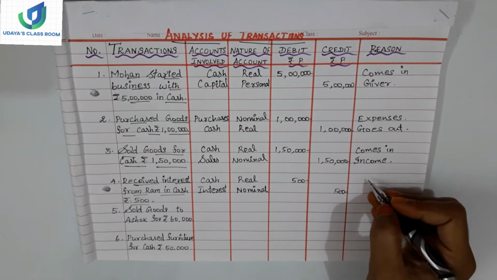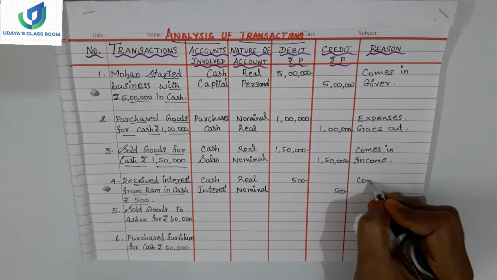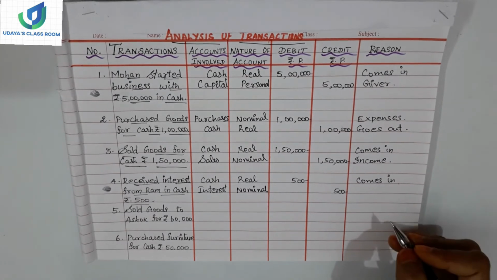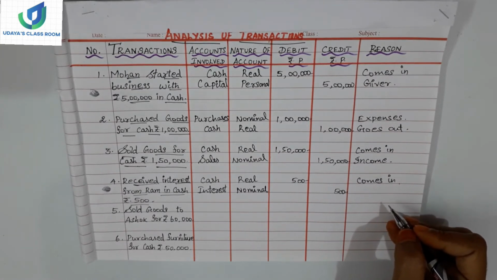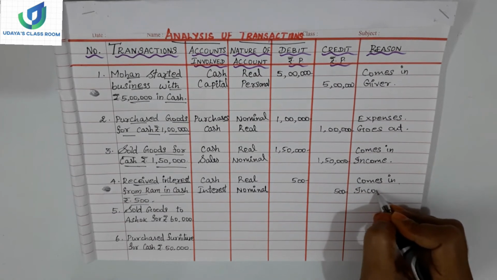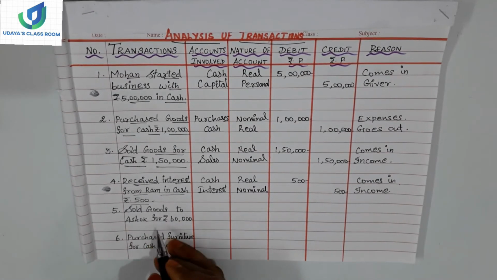Let's write the reason here. So 500 comes in. If we receive interest, interest is coming inside, right? So comes in, and the other side is what it is? It is an income. Alright. Moving on to the next transaction.